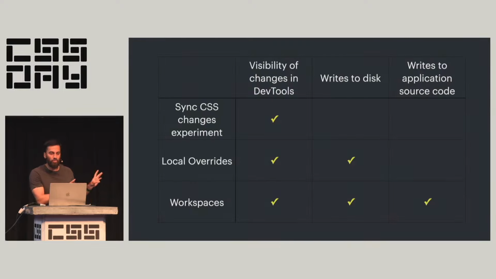This is just an informal summary of what we just spoke about. So really what I'm trying to highlight in this table is that Workspaces does all the things. Whereas local overrides does persist to disk, but it doesn't persist to your actual source code, your actual source repository.